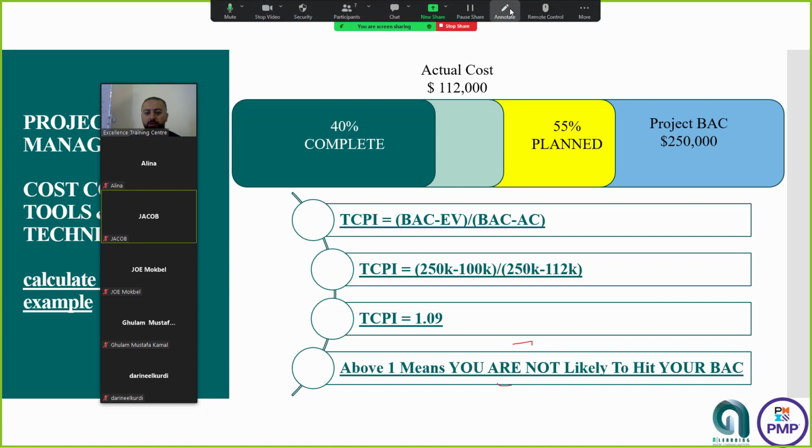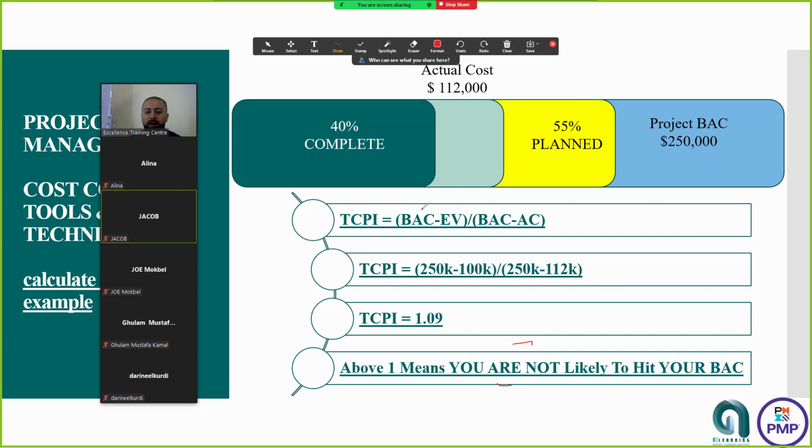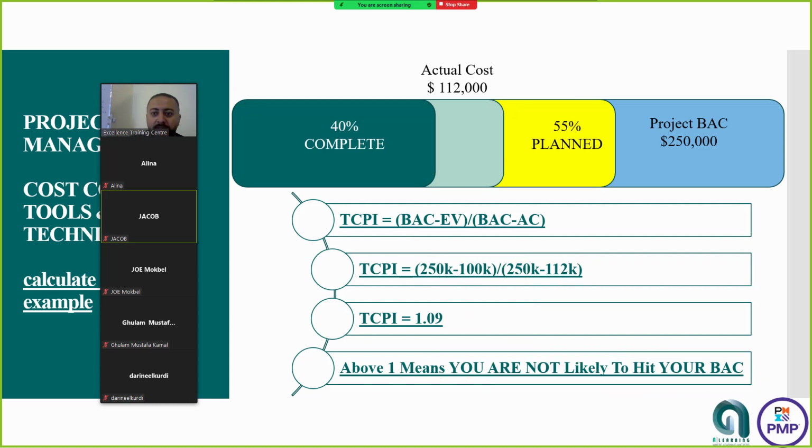Great. So let's do it together, guys. We have the BAC is 250, EV we have calculated, divided by given minus what we have calculated, or what is given, 1.09. Above 1 means you are not likely to hit your planned budget at completion. Is it clear now what the meaning is?